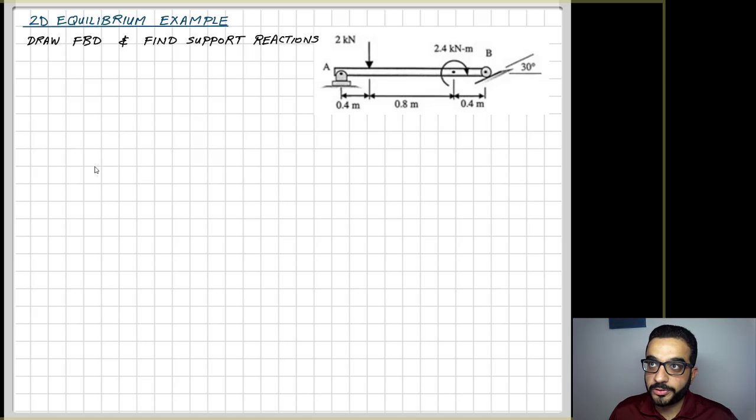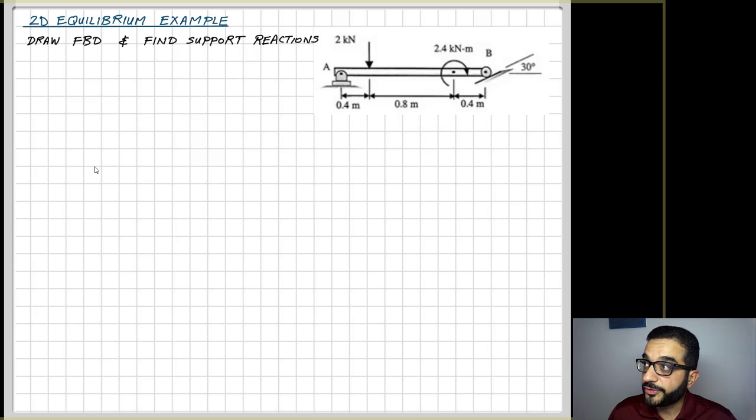Welcome to this video. We'll learn about 2D equilibrium in beams. And we have an example here of this beam AB. Beam AB is supported by a pin at A and a roller at B. But the roller here is supported on an inclined surface with an angle of 30 degrees with the horizontal line.